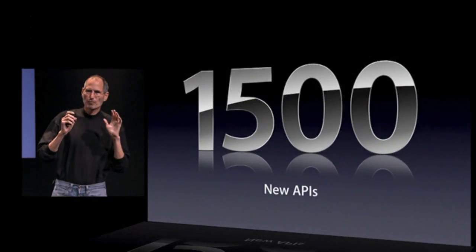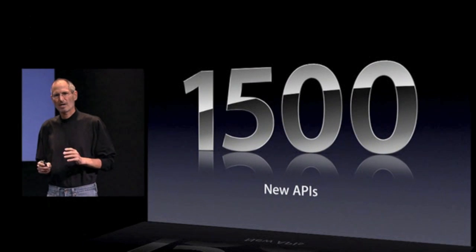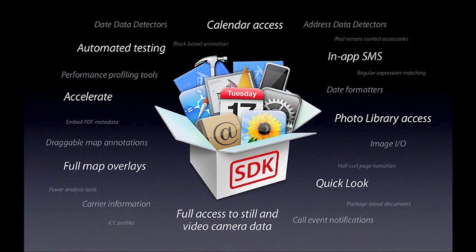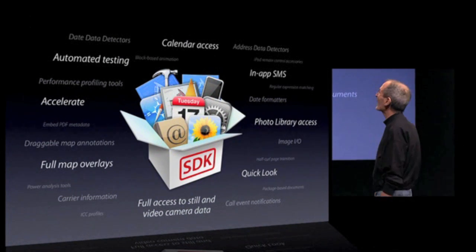iPhone OS 4 delivers over 1,500 new APIs. Developers can now access the calendar and the photo library. They have full access to still and video camera data. Quick Look. They can put SMS inside their apps.